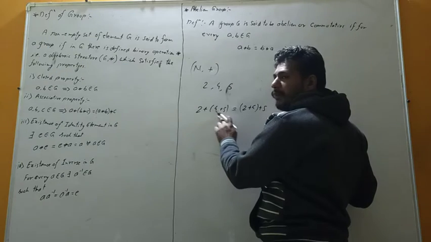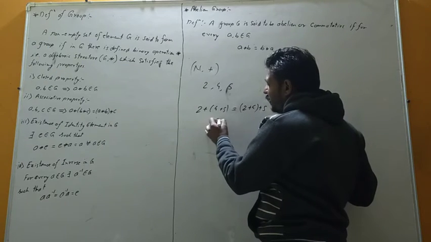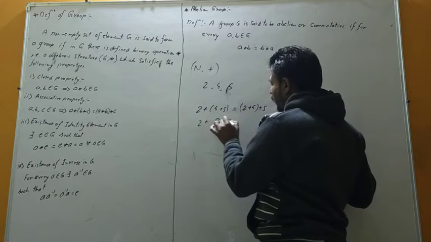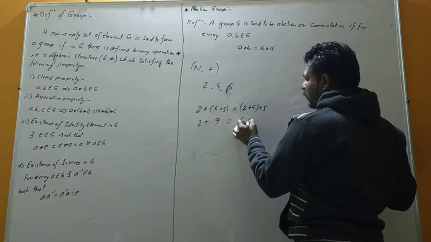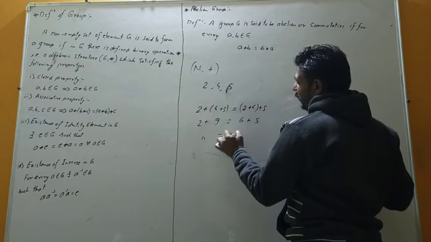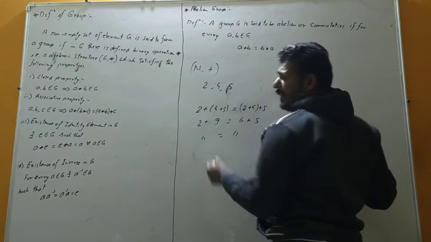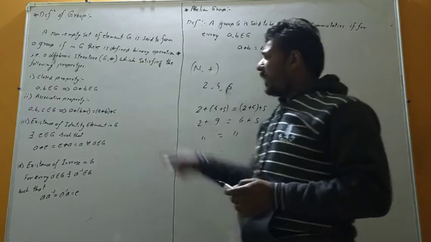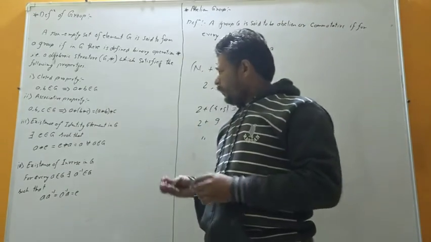We have to solve the brackets. 4 plus 5 is 9, plus 2 is 11. On the other side, 2 plus 4 is 6, plus 5 is also 11. So LHS is equal to RHS, and this property is known as the associative property.